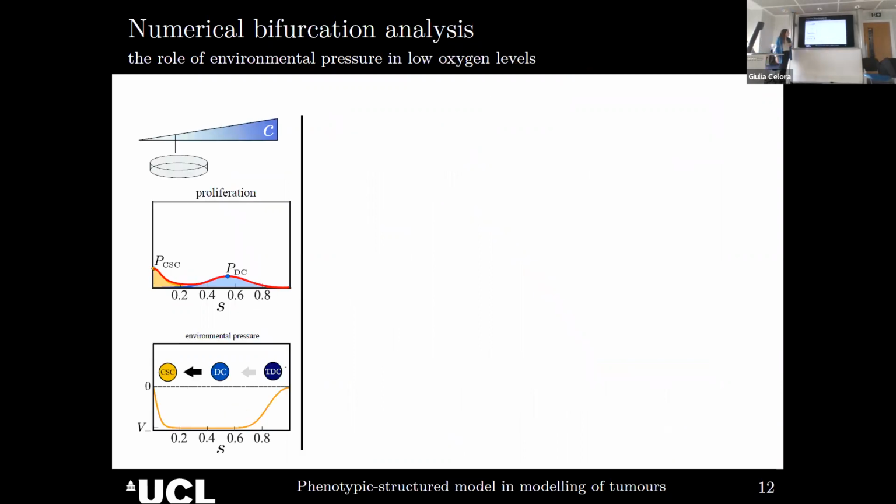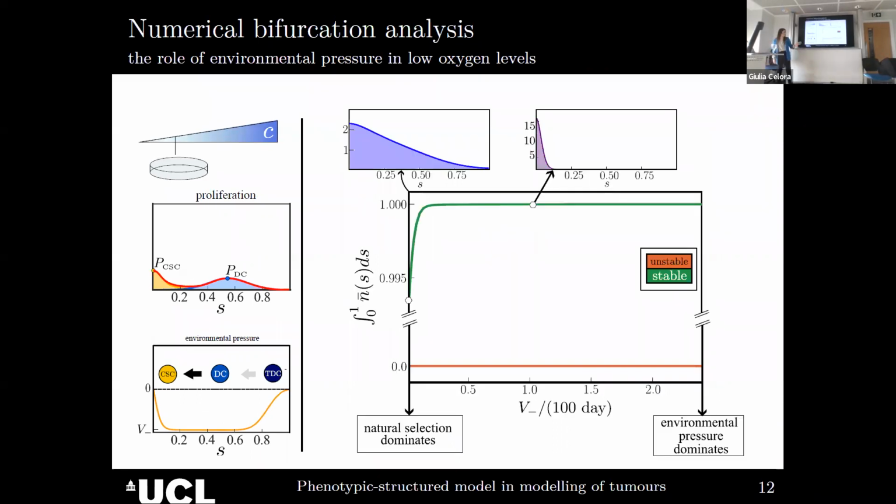We can do the same, again using numerical bifurcation analysis, in the case of a low oxygen environment. So we have a different proliferation profile, and now environmental pressure drives cells towards a stem-like state. And this is a little bit less interesting because, as we said before, the trivial steady state is always unstable, and cells tend to accumulate along S=0, the stem-like state, because here natural selection and environmental pressure drive the system in the same direction. And environmental pressure is simply decreasing variability.